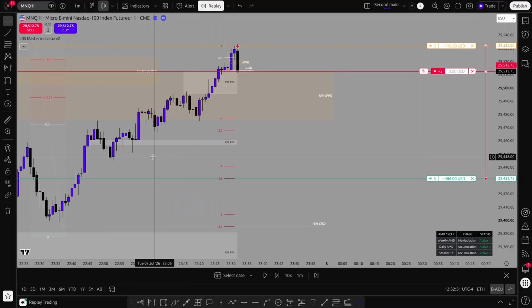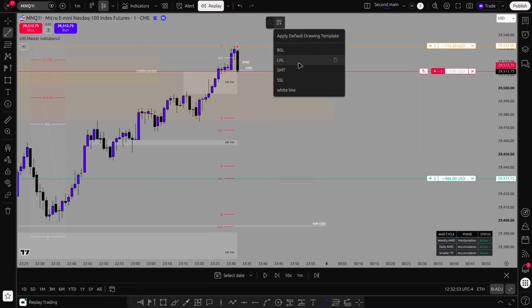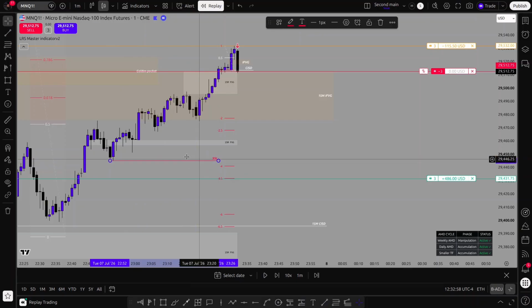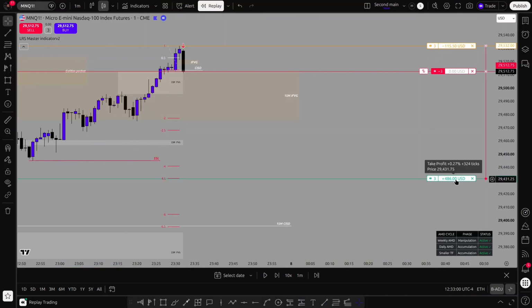In this case, what level aligns with liquidity? My nearest liquidity to levels 4 or 4.5 is this right here, this sell side. Therefore, I'm not going to be greedy. I'm going to target level 4.